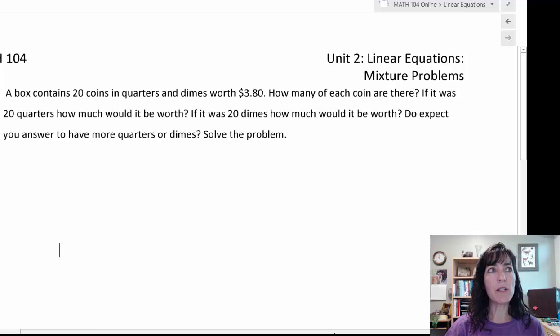A box contains 20 coins in quarters and dimes worth $3.80. How many of each coin are there? If it was 20 quarters, how much would it be worth? Let's just think about that for a minute. 20 quarters.